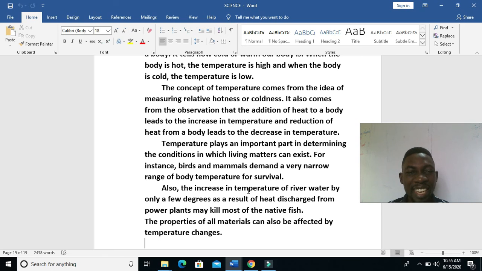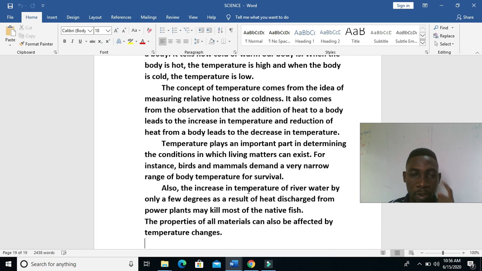Now, also, the increase in temperature of river water by only a few degrees, maybe as a result of heat discharge from power plants, industrial waste or the likes, will kill most of the native fish, because the fish are adapted to a particular temperature. So if there is a slight increase in temperature due to human activities, what happens to the living things in the water? They will die, because the temperature for survival has what? Been altered. It has increased.